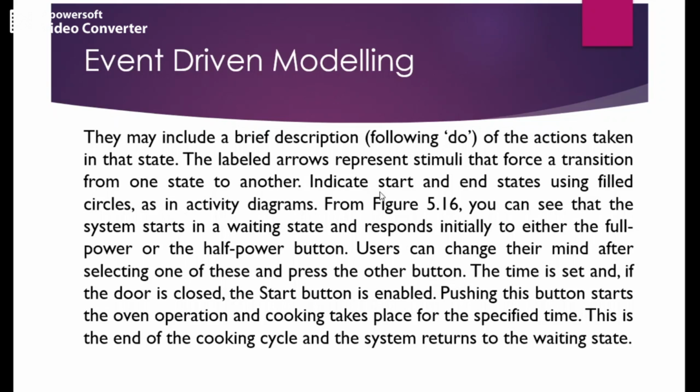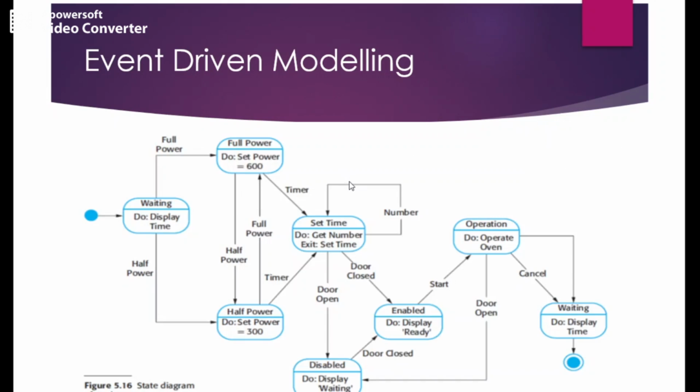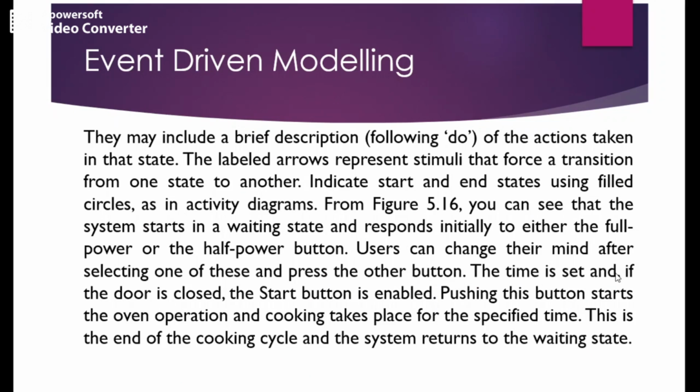Next, the timer is set. Can you see? We are setting the timer. Set time, do get number, exit set time. You are setting the time, and keep in mind that the door should be closed. If the door is closed, enable, do display ready. So in the display it will print the message ready. That means then you can start the process. The time is set, and if the door is closed, the start button is enabled. Pushing this button starts the oven operation.